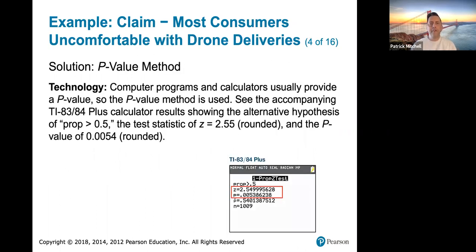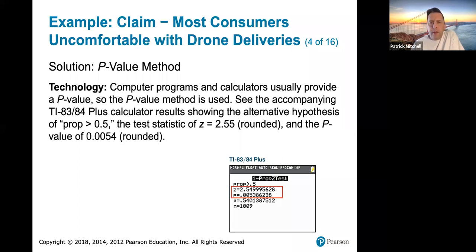All right, so first using the p-value method, computer programs and calculators usually provide a p-value. So what you're looking at here is what it looks like on the TI-83 or TI-84 graphing calculator. I believe that you find this function by hitting second, variables, VARS. That will bring you to a menu called distributions. So that's something you can play with if you have a graphing calculator.